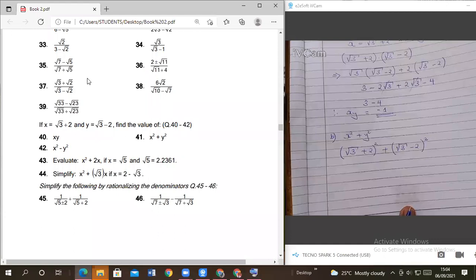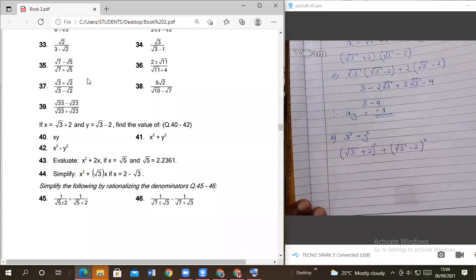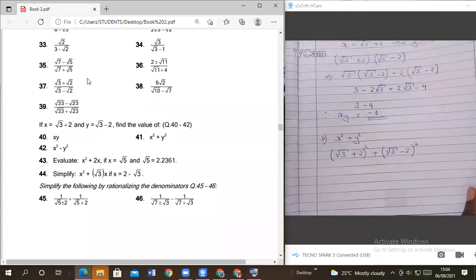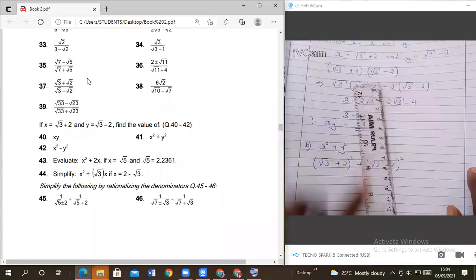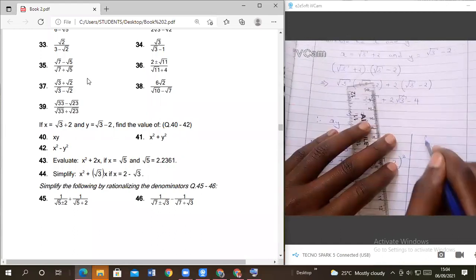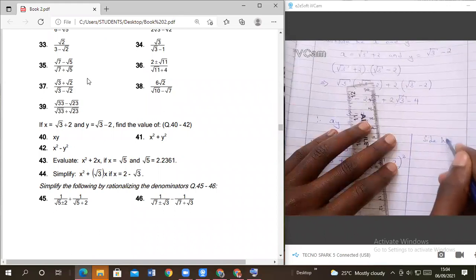Yes? Are we together? Yes, teacher, we are together. Okay. So this one is allowed. For those who know, now, you can go for sidewalk. Let's go for sidewalk here.